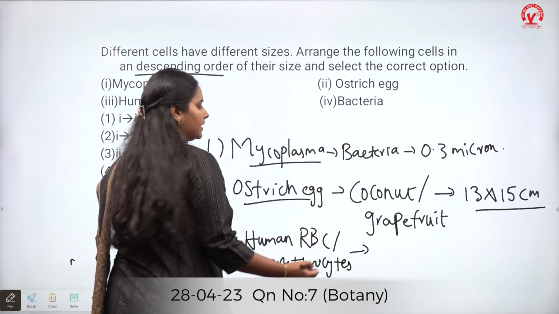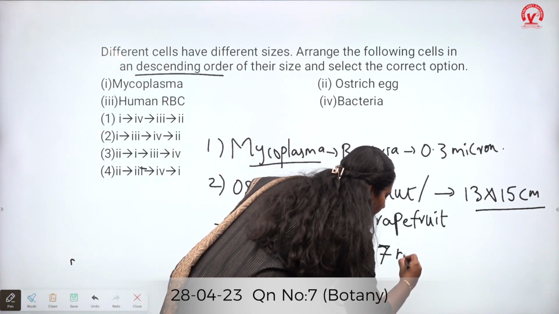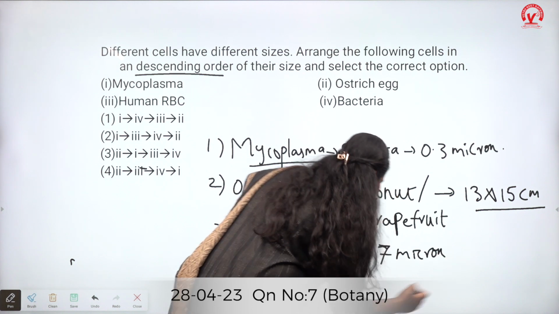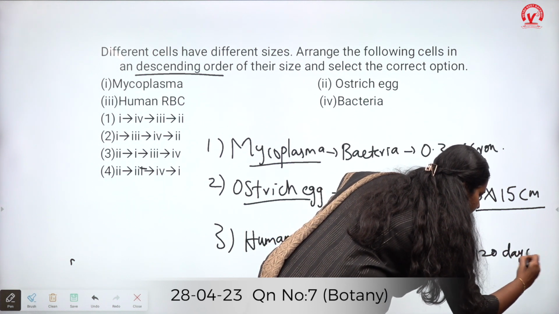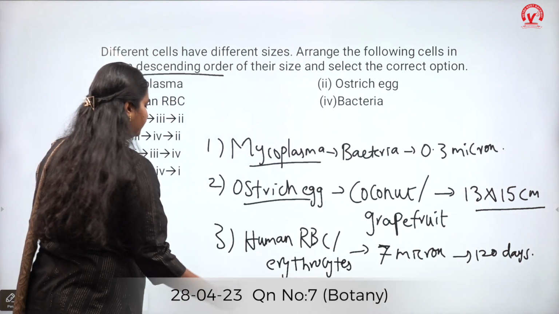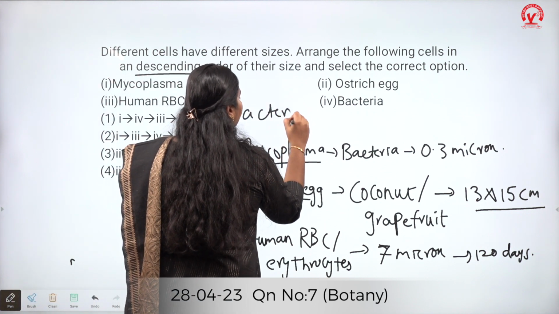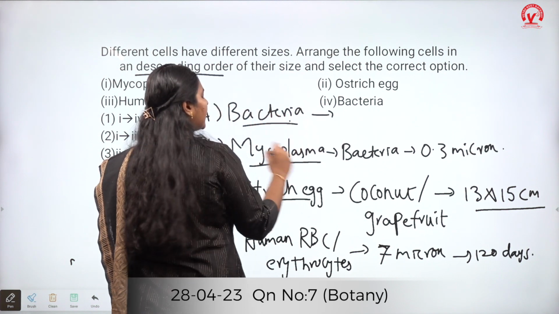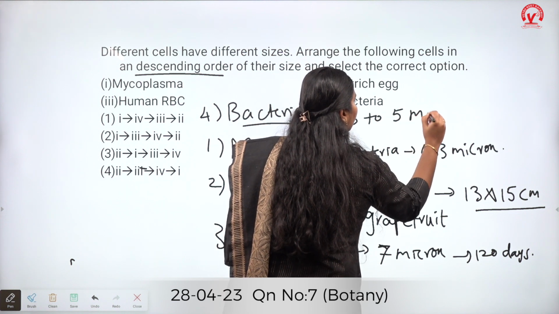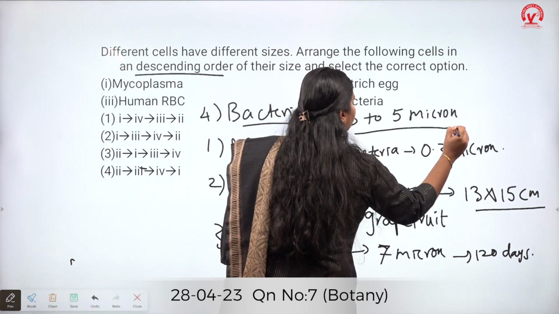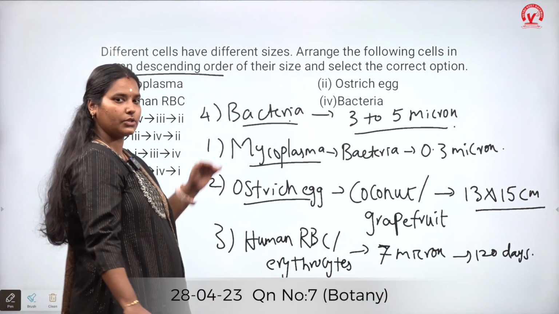The size of the human RBC is 7 micron, and the lifespan of RBC is 120 days, and it originates in the bone marrow. And the fourth option is bacteria, and the usual size of a bacteria is about 3 to 5 micron. So now we need to arrange these cells in descending order, that is from largest to smallest.